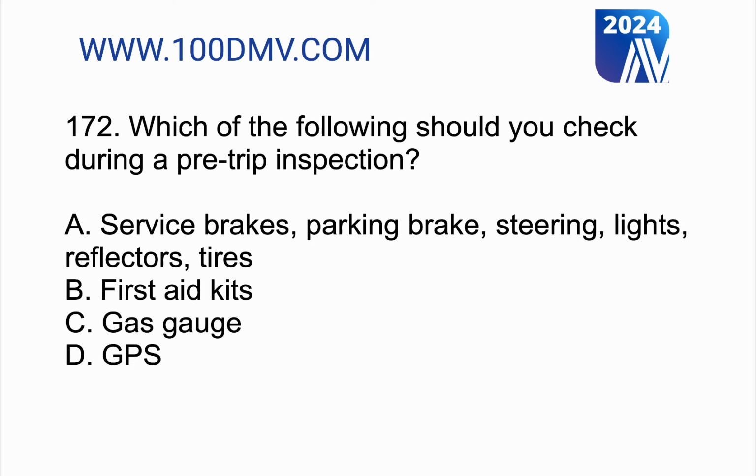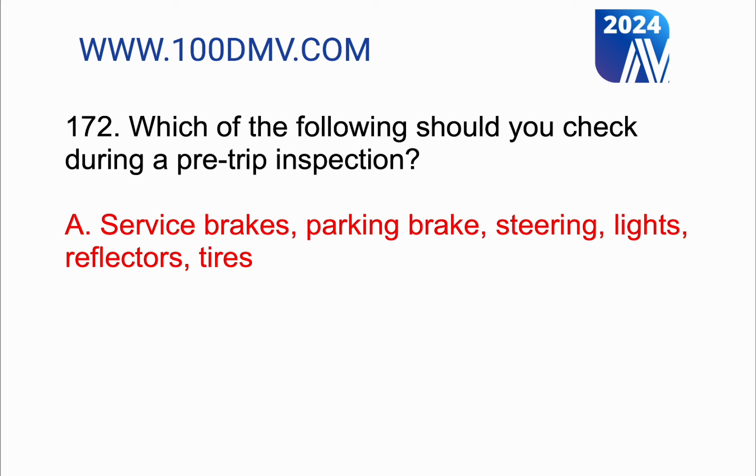172. Which of the following should you check during a pre-trip inspection? A. Service brakes, parking brakes, steering, lights, reflectors, tires. B. First aid kits. C. Gas gauge. D. GPS. The correct answer is C, gas gauge.